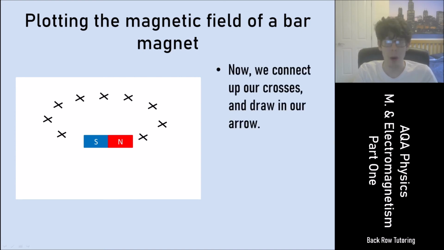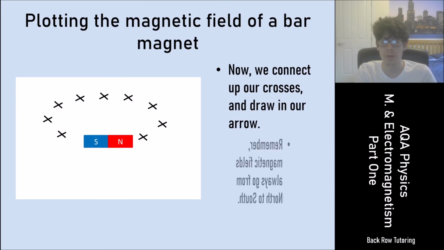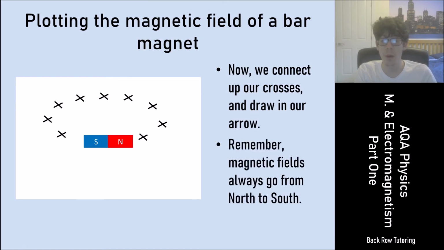Now we connect up our crosses and draw in an arrow. Remember, magnetic fields always go from north to south.